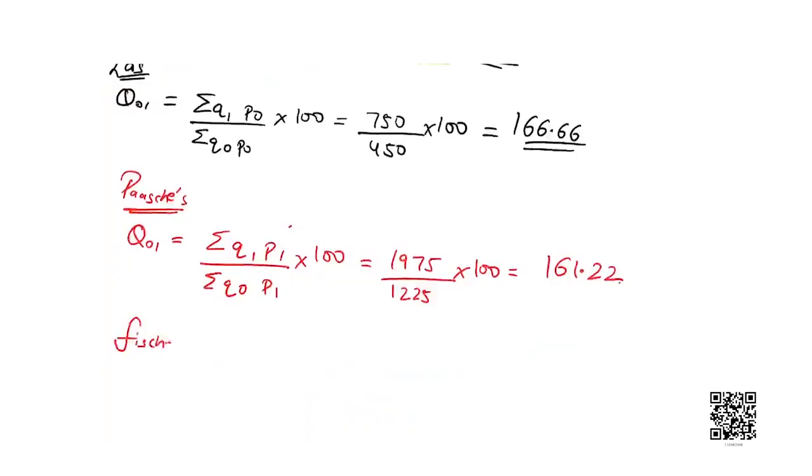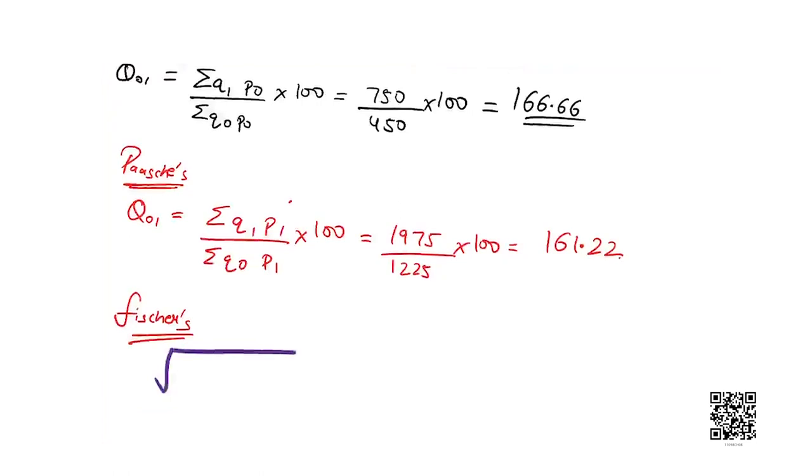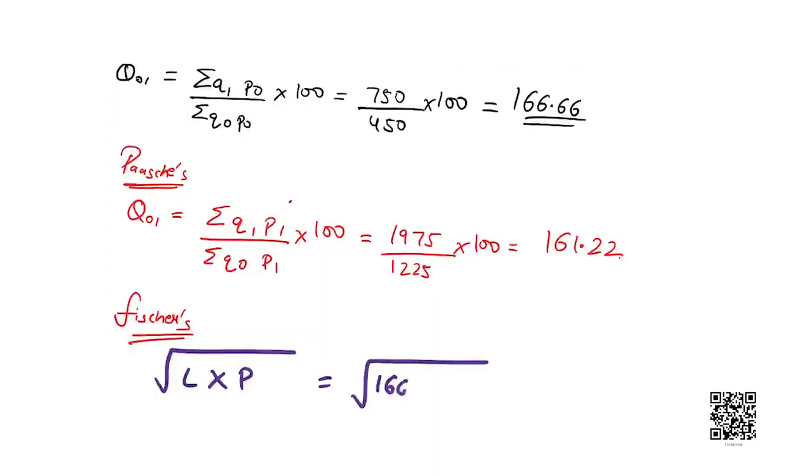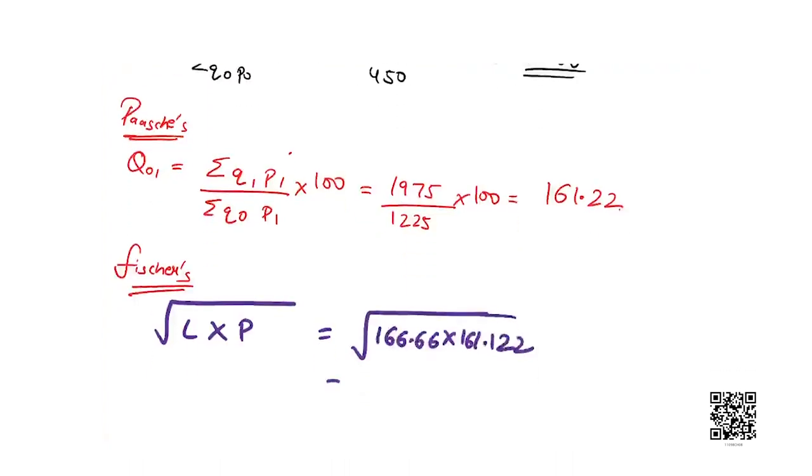Moving on to the next method, which is Fisher's method. For obtaining the answer through Fisher's method, we simply take the square root of Laspeyres' and Paasche's. So we have 166.66 multiplied with 161.22. This will give us an answer of 163.91. So according to Fisher's method, which is the ideal method, the quantities have increased by 63.91%.